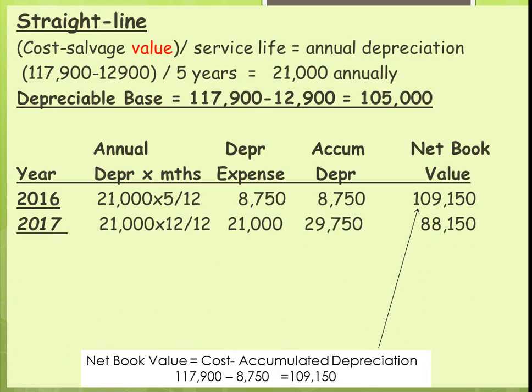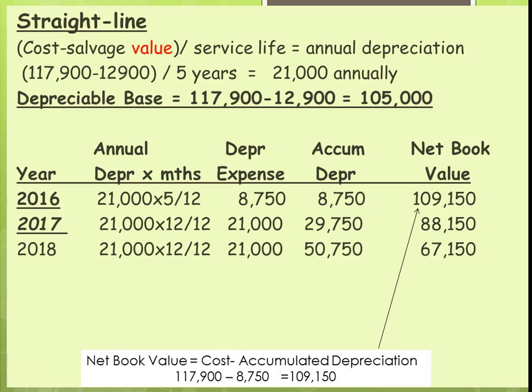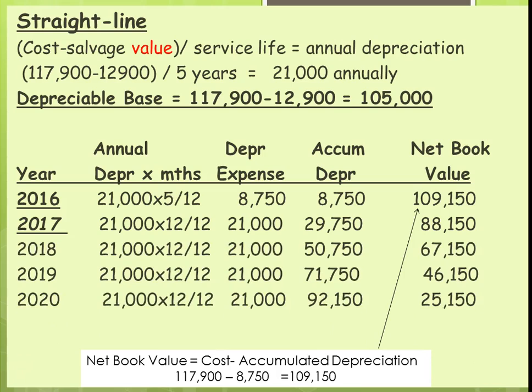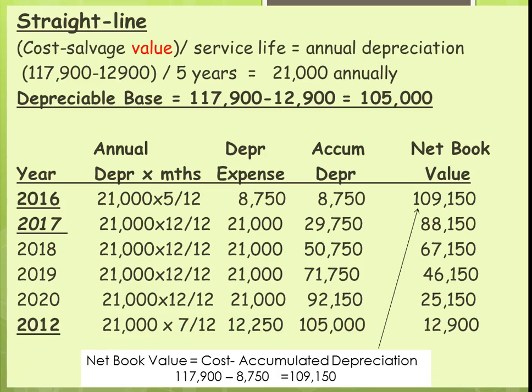Our second year, we're going to get a full year, our third, fourth, and fifth, but since we got a partial year in the first year, we're going to drag it out to the sixth year where we get that 7/12. But the thing to pay attention to is that if you notice, in the last year, our accumulated depreciation equals our depreciable base, and our net book value equals our salvage value.